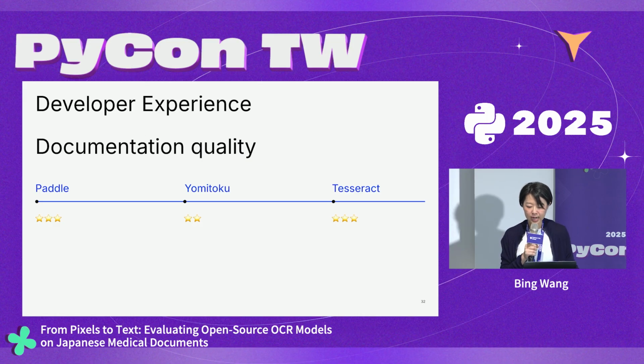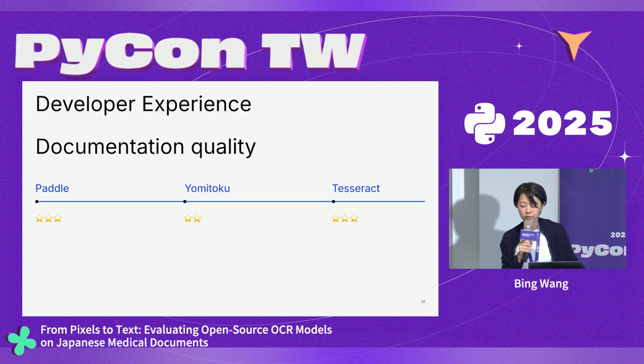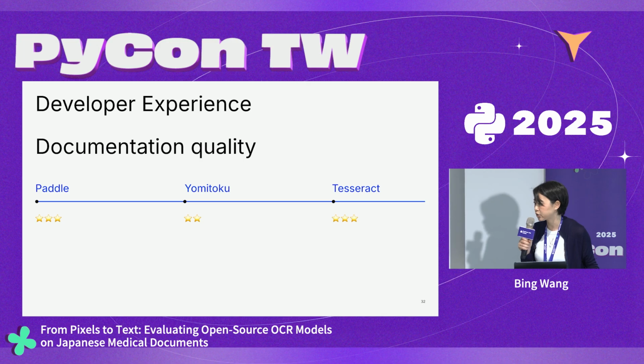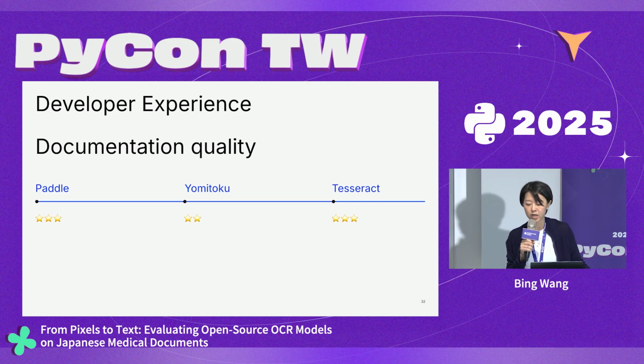And then for documentation quality, all three models are decent. Paddle improved a lot, especially Paddle 3, in terms of documentation. Yomitoku in general doesn't have a lot of information. From the documentation, we don't really know what deep learning architecture it uses, or what the source of data is. So I'm giving it a 2-star here.